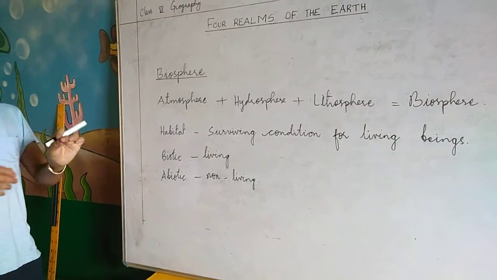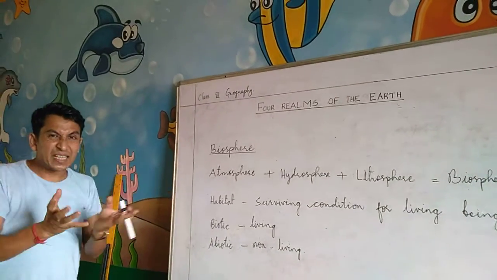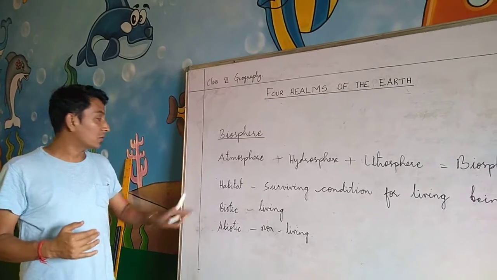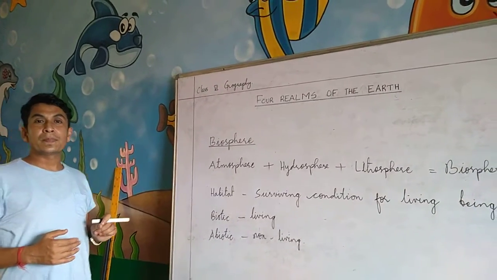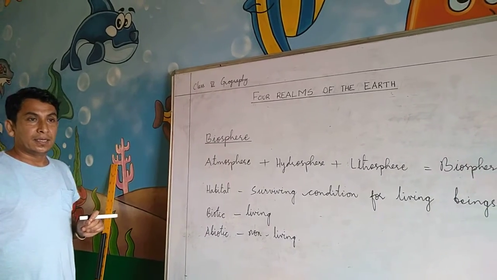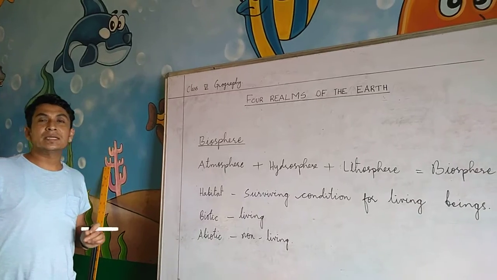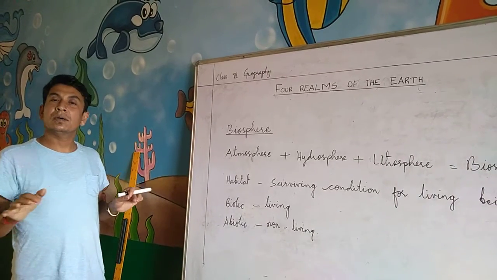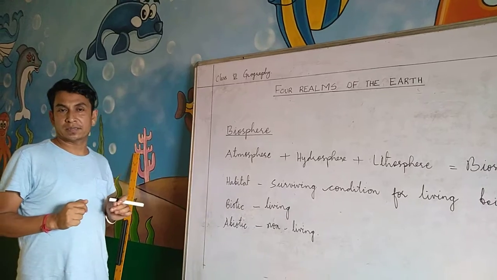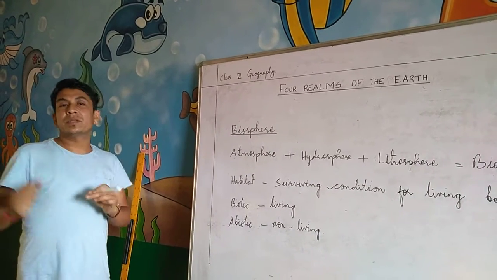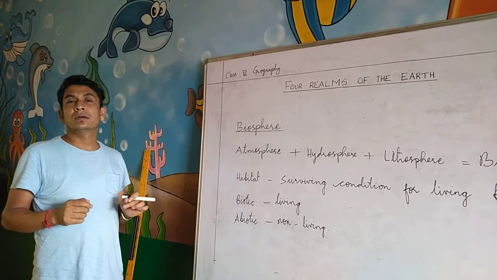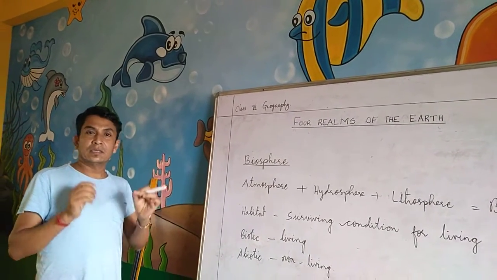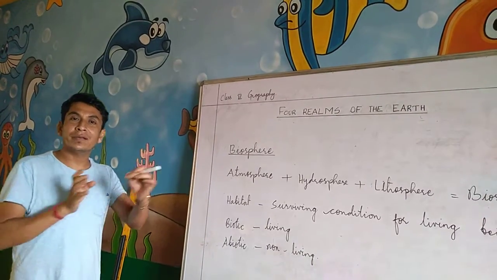If a living being can survive in a particular space or area, if such features are present in that area, it is called its habitat. For example, we human beings and some terrestrial animals, meaning land animals, live only on the surface of the land. We cannot live in the water. And some water animals don't survive on the land. What I mean to say is that land provides the suitable condition for living beings to survive there.